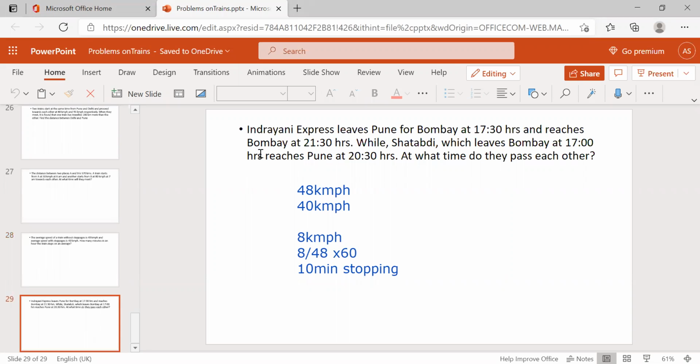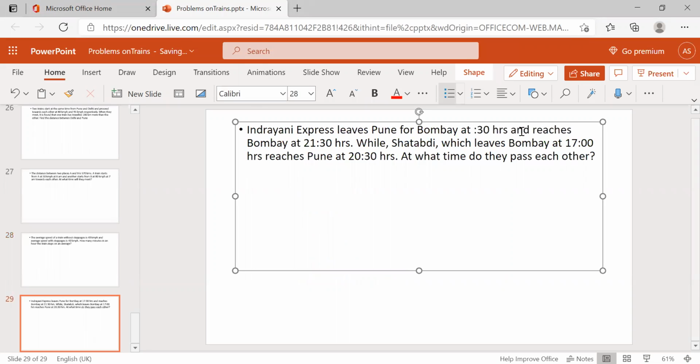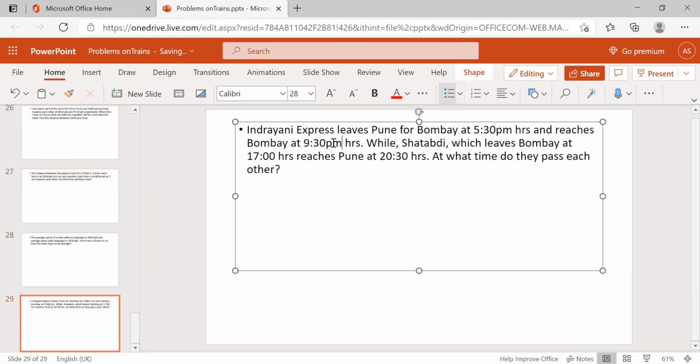Indrayani Express leaves Pune for Mumbai at 5:30 p.m. and reaches Mumbai at 21:00, which is 9 p.m. And Shatabdi, which leaves Bombay at 17:00, which is 5 p.m., reaches at 8:30 p.m.